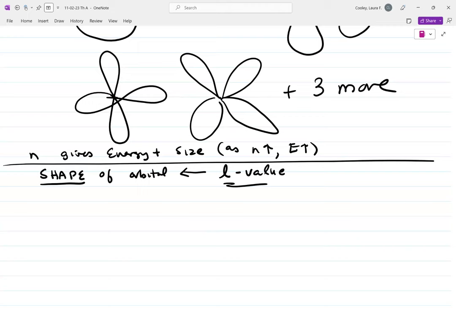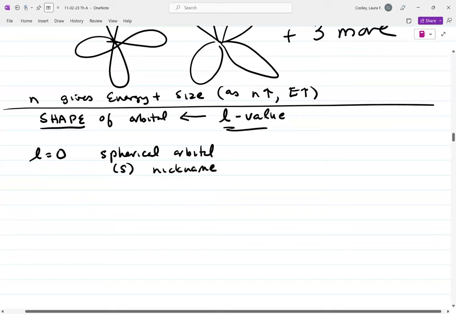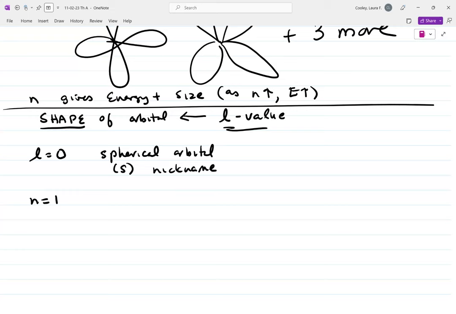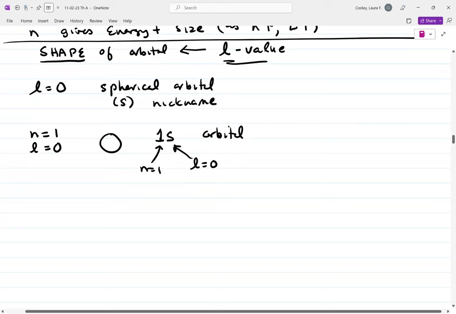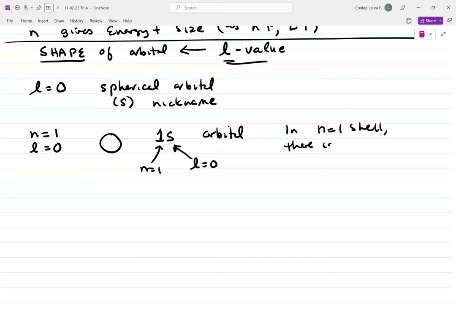So l equals zero is a spherical orbital. The nickname for l equals zero is s. Actually, s doesn't stand for spherical, but you can think that it does. I don't really know what it stands for. It's some other language, right? So when you have an s orbital, that means l equals zero. In the n equals one shell, there is only that one spherical orbital. l is zero. We call this little sphere the 1s orbital. The one is the n quantum number, n equals one. The s tells you that l equals zero. So in the n equals one shell, there is only one orbital, and it is the 1s.